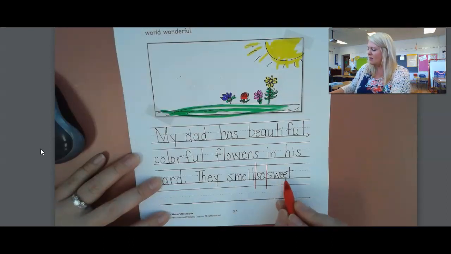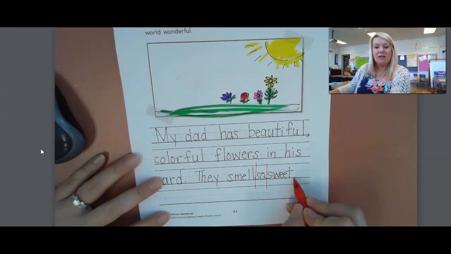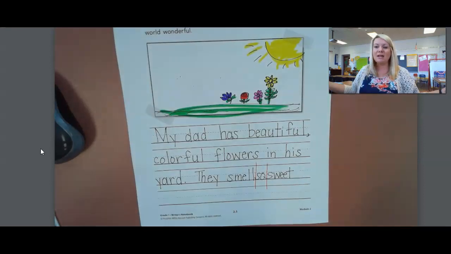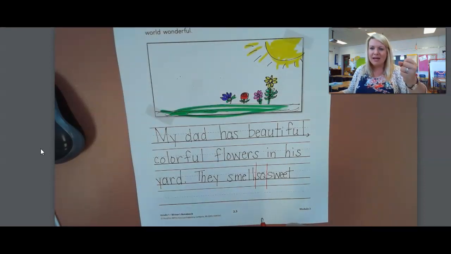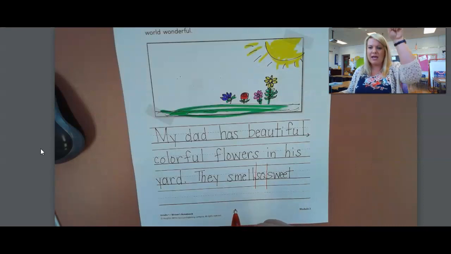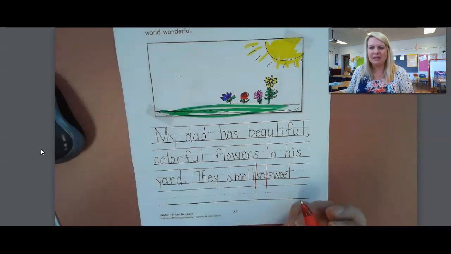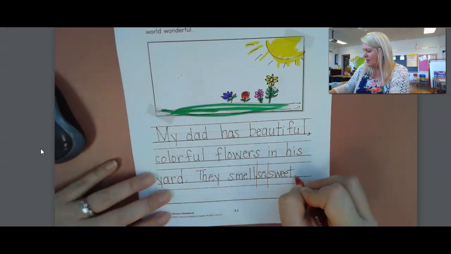They smell so sweet. And then, what am I missing? At the very end of my sentence, I need punctuation, like a period, a question mark, or an exclamation mark. They smell so sweet. What should I add at the end? I would say a period too. So I'm going to add a period right here.